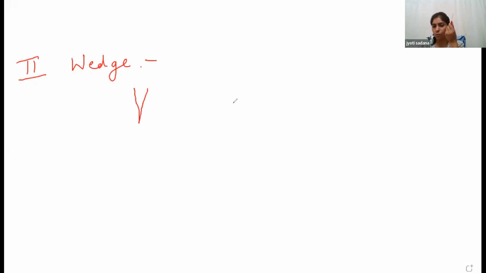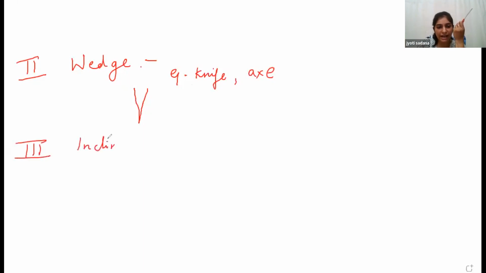Can anyone tell me why we are using a wedge? What do we have to do with the wedge, whether it is a knife or an axe? Cut things. Exactly. If we need to cut things properly into two halves, we use a wedge. So it is used to cut things into two parts. That is a wedge. Coming to the third one, that is the inclined plane. I think everyone knows this, and you might see inclined planes in your schools also. What is an inclined plane and what is the purpose of it?